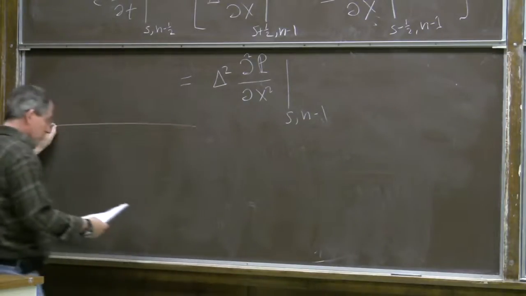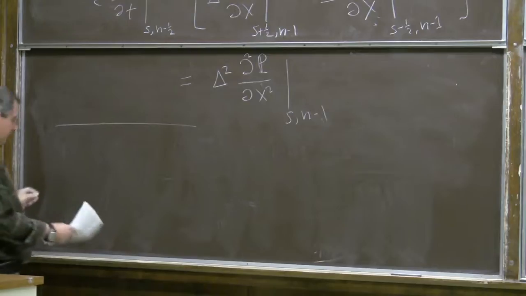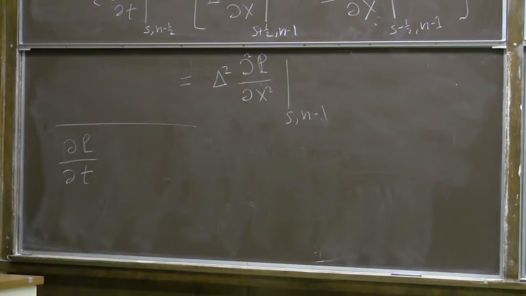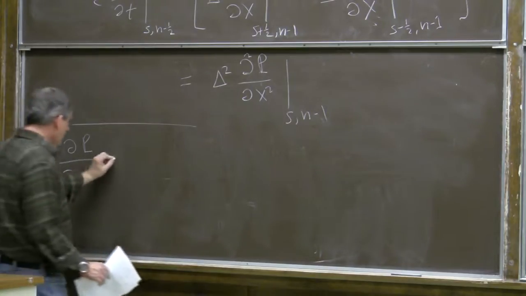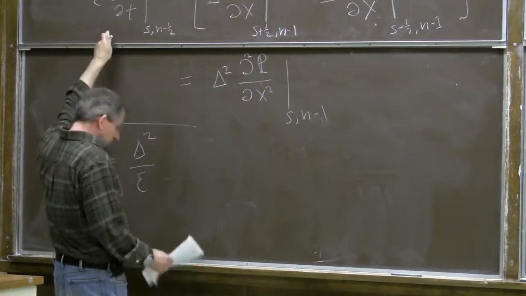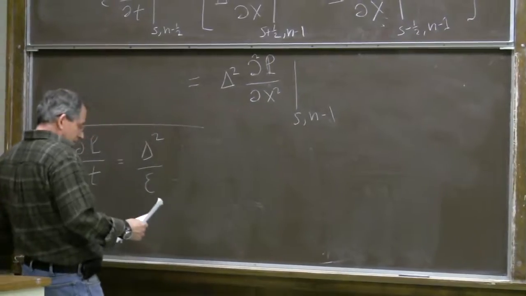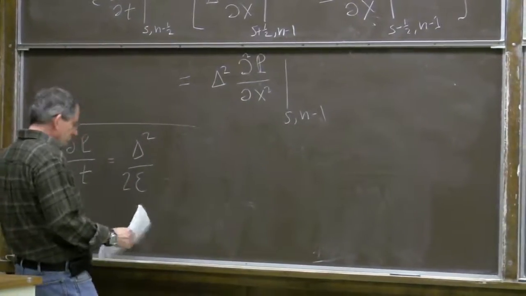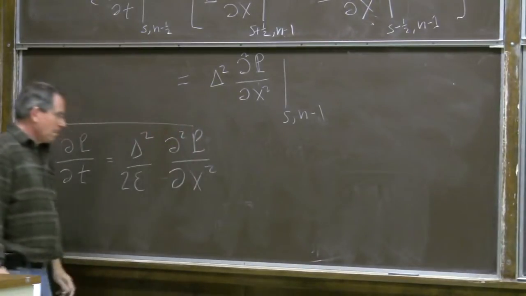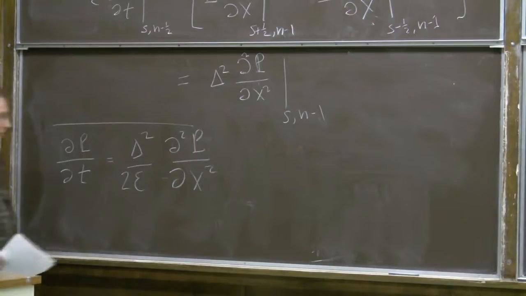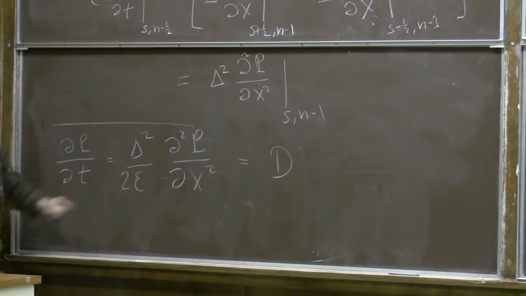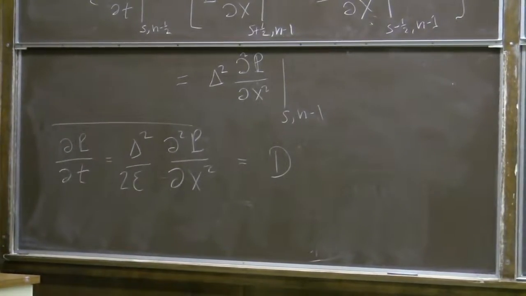We have that the probability distribution in this smooth limit satisfies the differential equation: the derivative of the probability density with respect to time equals delta squared over epsilon, if I divide both sides by epsilon, times 1/2, I'll put a 2 in the denominator, times the second derivative of p with respect to position. So that looks just like the diffusion equation if I identify delta squared over 2 epsilon as the diffusivity, the diffusion constant.